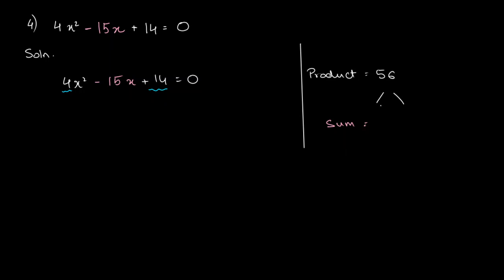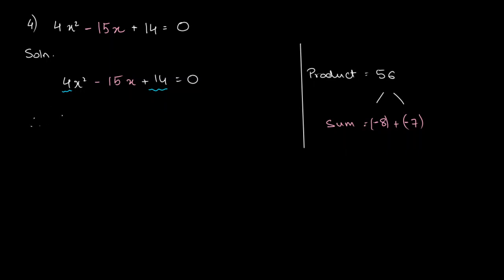So 56 can be factorized as 8 into 7, and 8 plus 7 is 15, but we want minus 15 here, so we can consider the numbers to be minus 8 and minus 7, right? Minus 8 into minus 7 will give me plus 56, and minus 8 plus minus 7 will give me minus 15. So two numbers multiplied will give me 56, and when they are added they will give me minus 15. So that is what we've done.